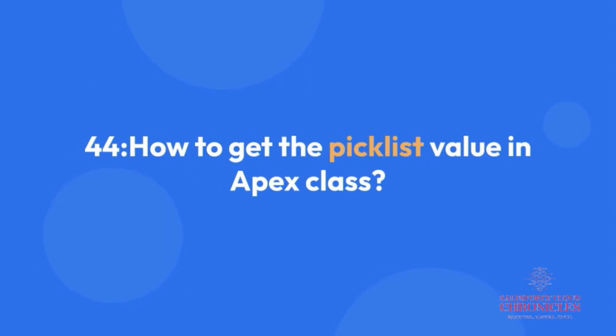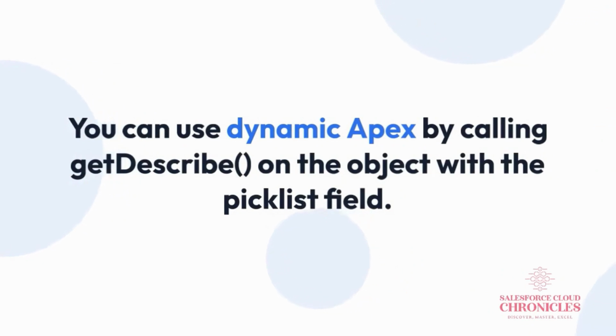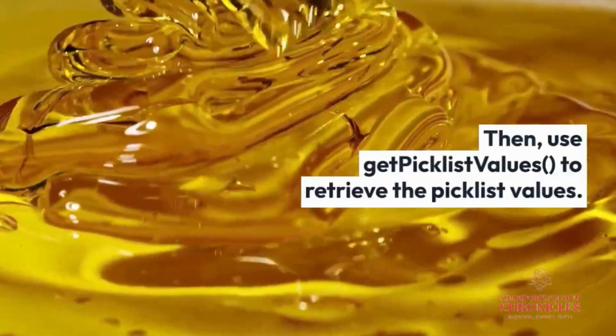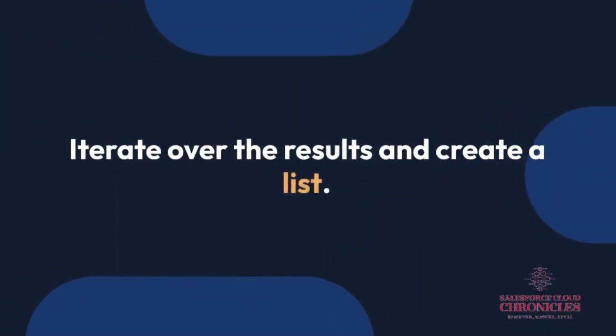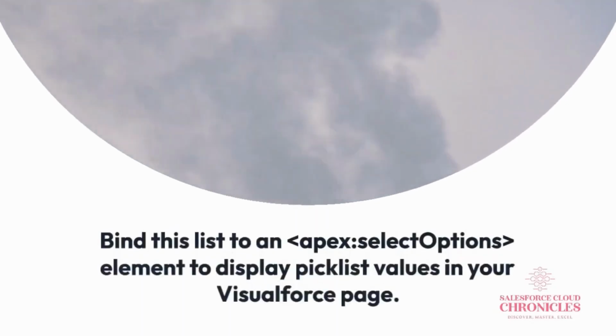Question 44. How to get the picklist value in Apex class? You can use dynamic Apex by calling getDescribe on the object with the picklist field. Then, use getPicklistValues to retrieve the picklist values. Iterate over the results and create a list. Bind this list to an <apex:selectOptions> element to display picklist values in your Visualforce page.